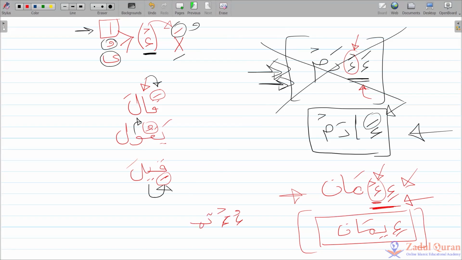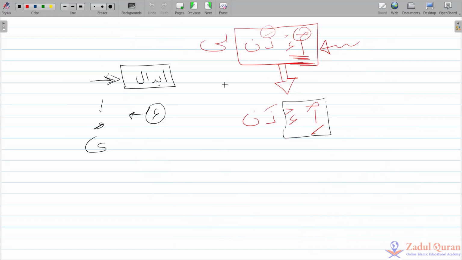Same, for example, u'tumina. How to do it? U'tumina. Make it waw. U'tumina. Right? Get my point? Yeah. So let's get back to our word again.